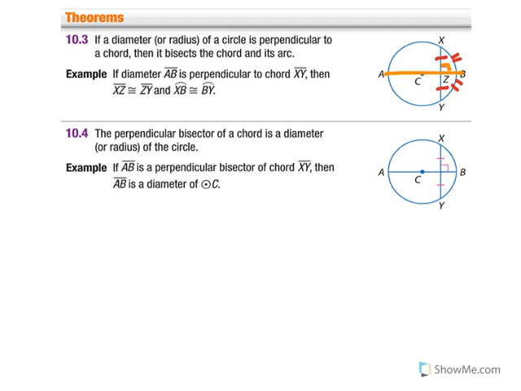The perpendicular bisector of a chord, then we know it has to be a diameter or a radius. So AB would have to be a diameter or CB would have to be a radius.